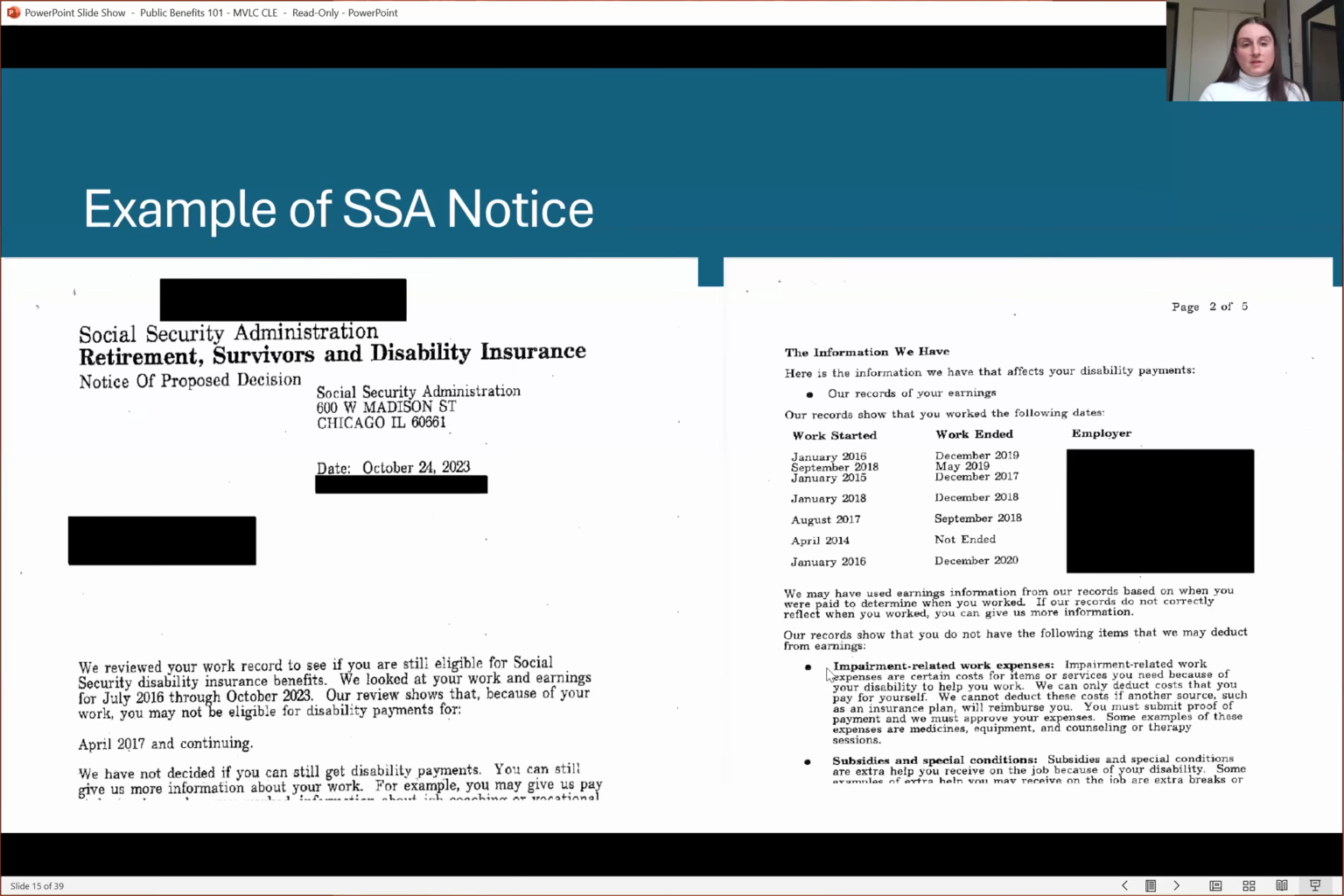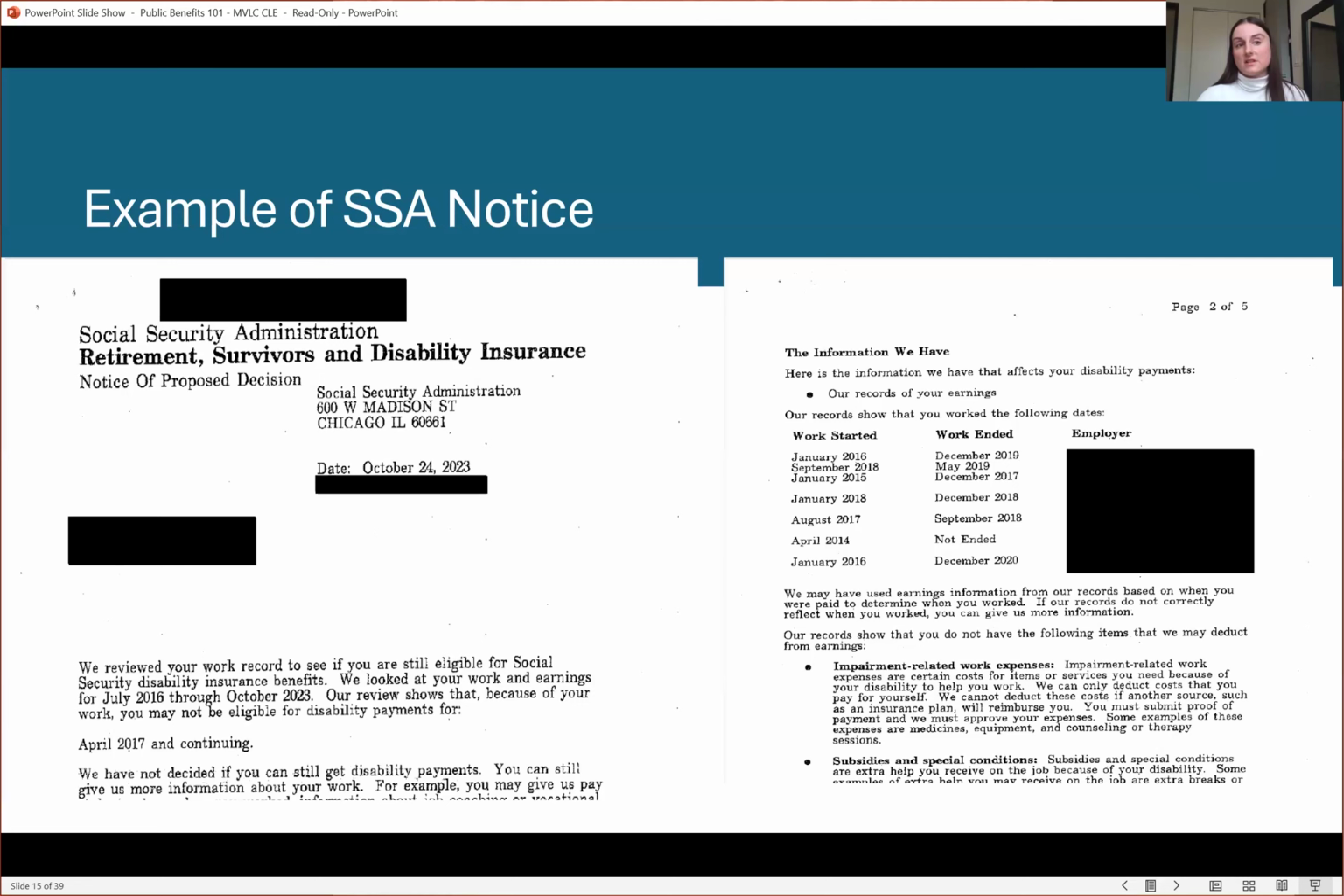An example of a Social Security notice, just to show how kind of confusing these can be sometimes. But starting from the top to bottom, you'll see immediately what type of benefit generally someone's on. This says retirement, survivors, and disability insurance. It'll say supplemental security income, if that's the subject of the notice, but this person was on SSDI, so that's why it says that. And then this is a notice of a proposed decision.